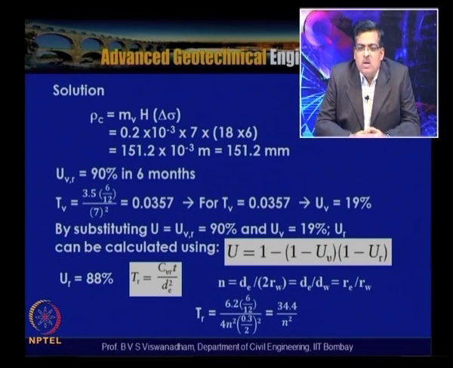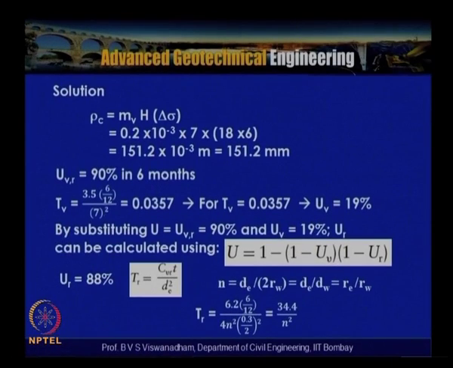When you substitute this, what we get is TR is equal to 6.2 into 6 by 12 divided by 4n square into 0.3 by 2 whole square. This 0.3 by 2 is nothing but the diameter of the well divided by 2, and n is nothing but the ratio between the influence diameter dE and dW. With this, we have obtained TR expressed in terms of n square as 34.4 n square.